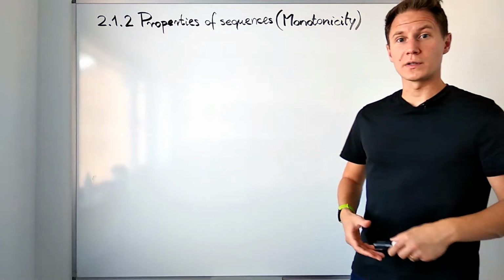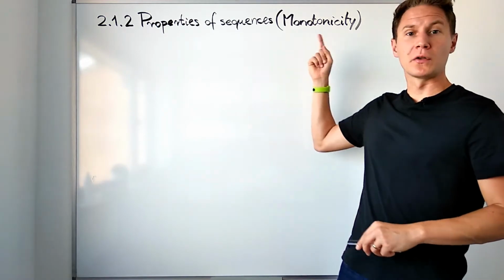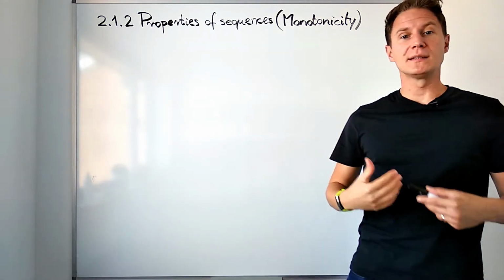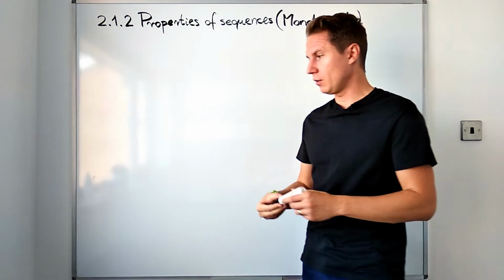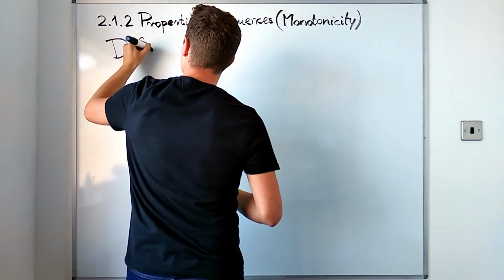Now let's continue our study of the properties of sequences. This time we'll look at monotonicity. This is the increasing or decreasing behavior of sequences. I'll start with the definition.